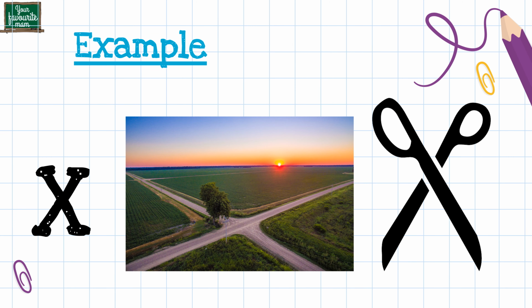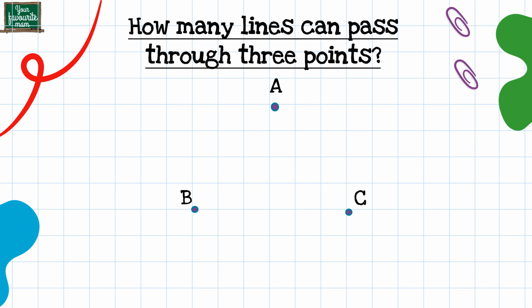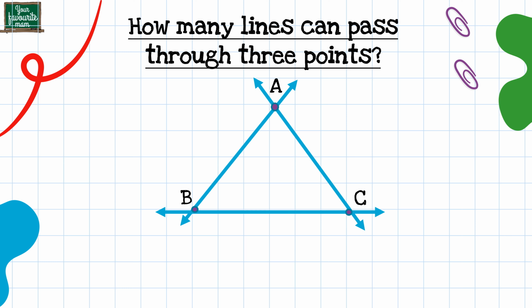For example, the letter X or the crossroad or the scissor that we use. All are examples of intersecting lines. So now, keeping the intersecting lines in our mind, let's count how many lines can pass through 3 points: point A, point B, and point C. Let's count: 1, 2, and 3. So 3 lines can pass through 3 points.